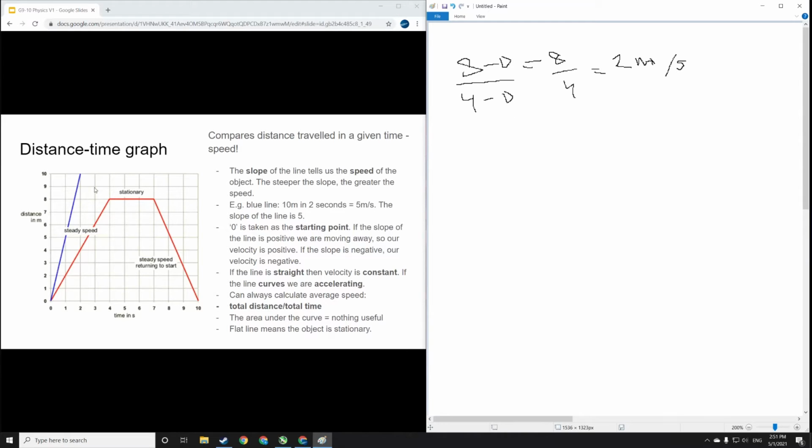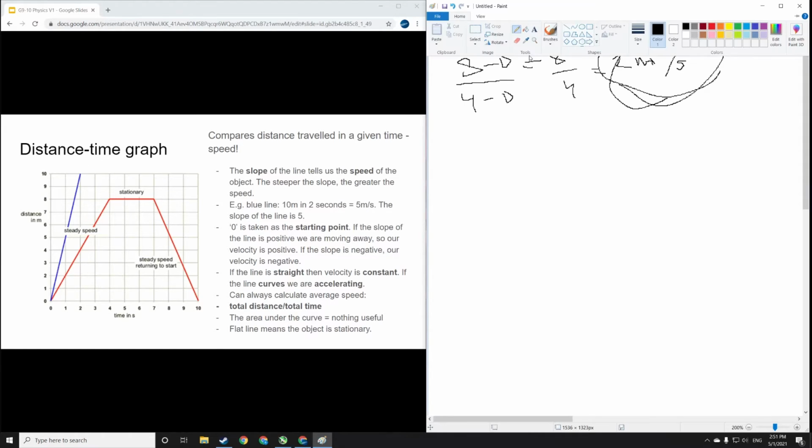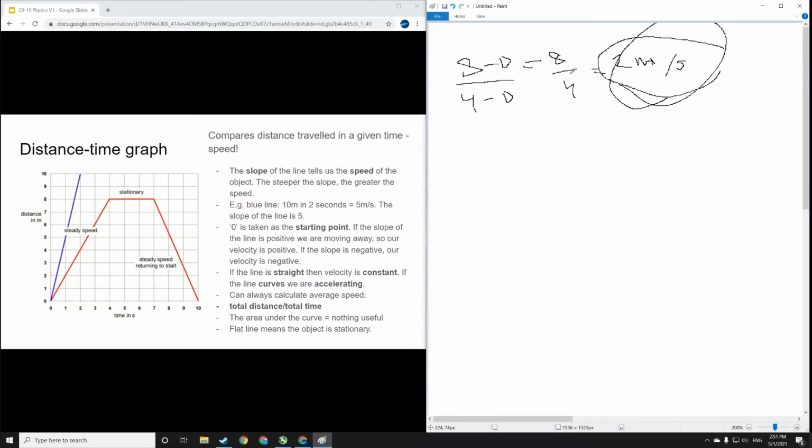Regardless of the shape of the curve, as long as you do that, you'll get your average velocity. Mind you, we are looking at negative versus positive. I use velocity and speed interchangeably here, but what I really mean is velocity. So we can always calculate the average velocity, and the area under the curve is nothing really useful here, because we'll find out later that with the other two graphs they do tell us useful information, but here it's not very useful.